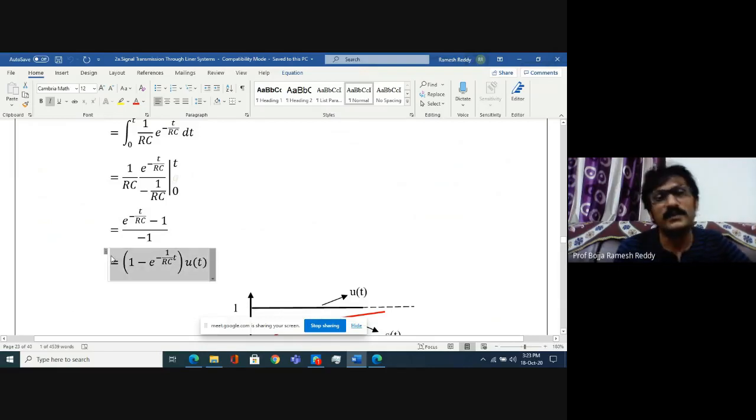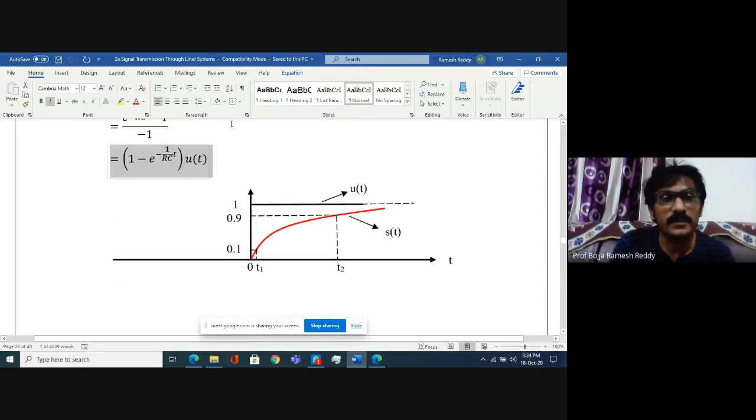These are the different important parameters of any system. That may be low pass filter or high pass filter or some other circuit. This is the step response. Step response means what? If input is u of t, then the output is called step response s of t. This red color is step response. Step response means the output of a system when input is step.